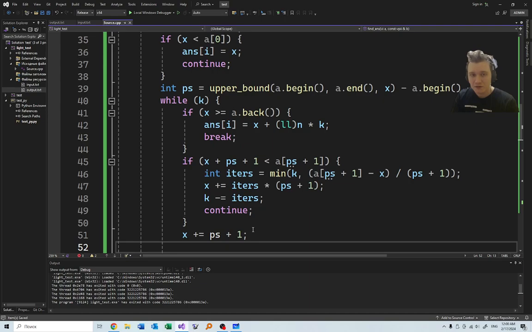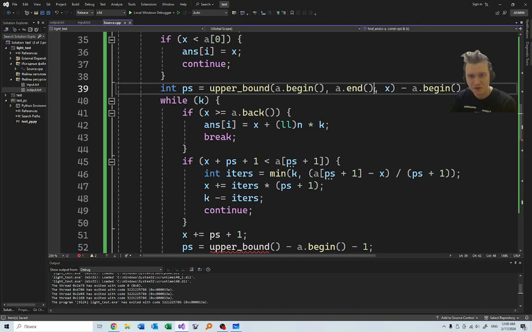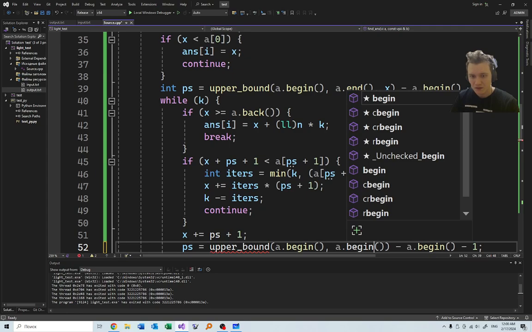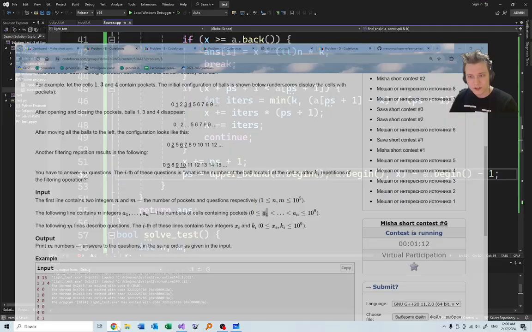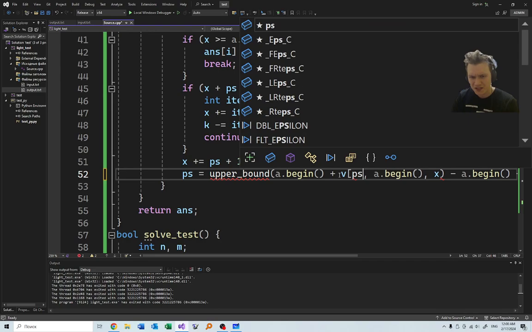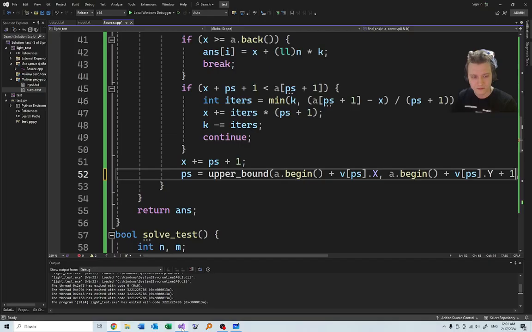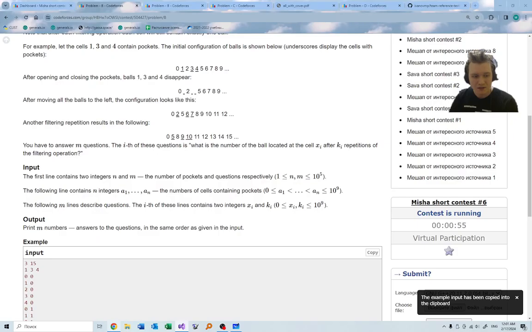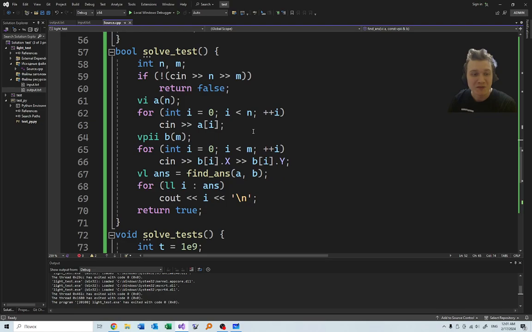In this case, I will say that x plus equals ps plus 1 still. And now I need to say that ps is some upper bound minus a dot begin minus 1, where upper bound is of course among all a's, but not among all a's, but only among which a's? Among vi. So I need to add vi dot vps dot x and vps dot y plus 1. Okay, this is total mess, so it's not correct. However, maybe it's almost correct.